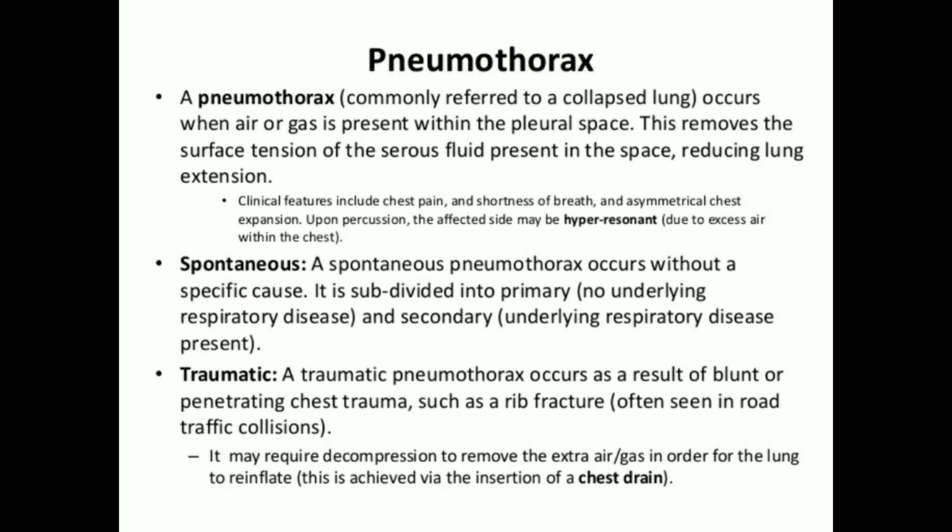Okay, so it may require decompression to remove the extra air or gas in order for the lung to reinflate. This is achieved via the insertion of a chest drain. So this is about the applied importance of the pleura.